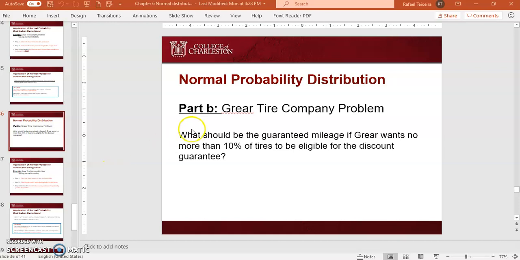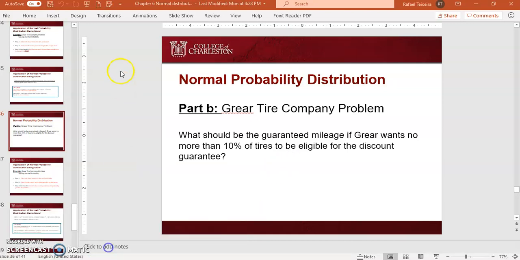Hi, in this video I'm going to show you how to solve the problem for chapter 6 about normal probability distribution. If we want to know what is the value, for example, in this case, what is the mileage for the Greer Tire Company problem that gives us no more than 10% of the tires in the distribution. Okay, just for a reference and to show you a different problem.